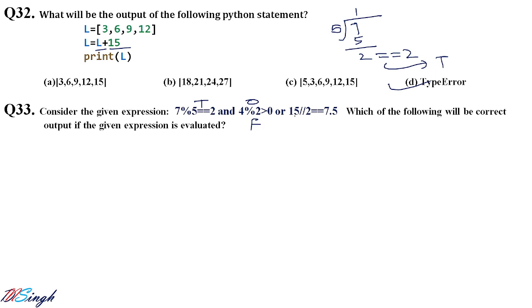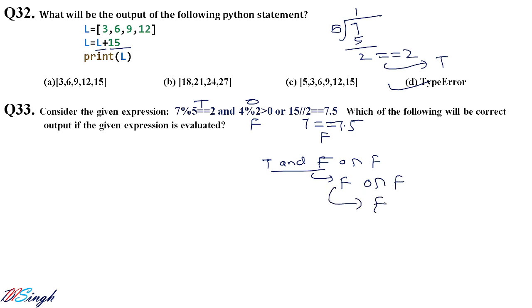And then you have 15 floor divided by 2. So floor division will give only the quotient part. So 7 equal to 7.5, that is not true. So this is going to give us false. The final expression will be true and false or false. Now AND will be evaluated and this is going to give false, because one of the operands to the AND is false, then output is false or false. Here you are going to have final output as false. So this B option is correct.